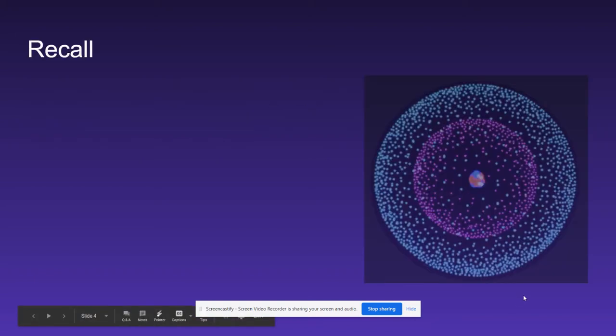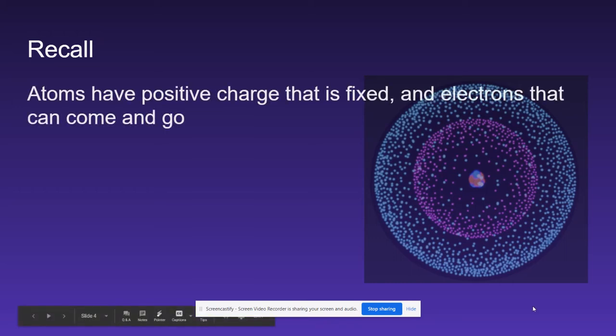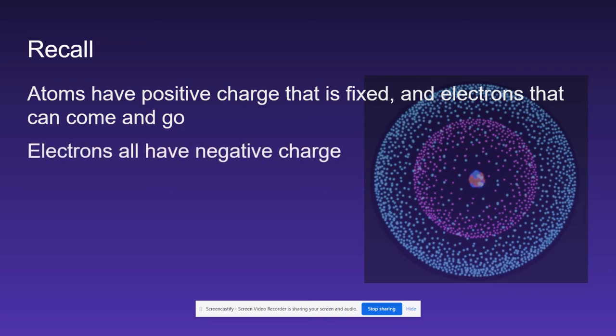So recall, here is a representation of an atom using something called an electron cloud model or orbital model that we'll learn more about. That's the nucleus in the center, and the kind of hazy dotty things are the region in space where the electrons are. All right, so recall, atoms have a positive charge that is fixed. We now know that that is in the center, and we call it the nucleus. And they have electrons. The electrons can come and go. Okay, electrons all have a negative charge.